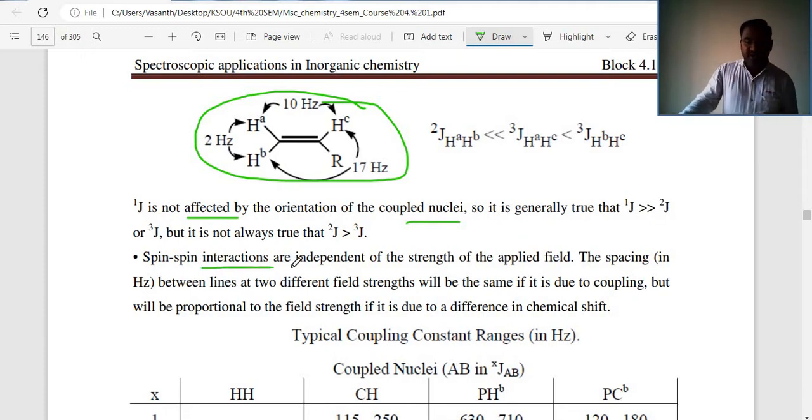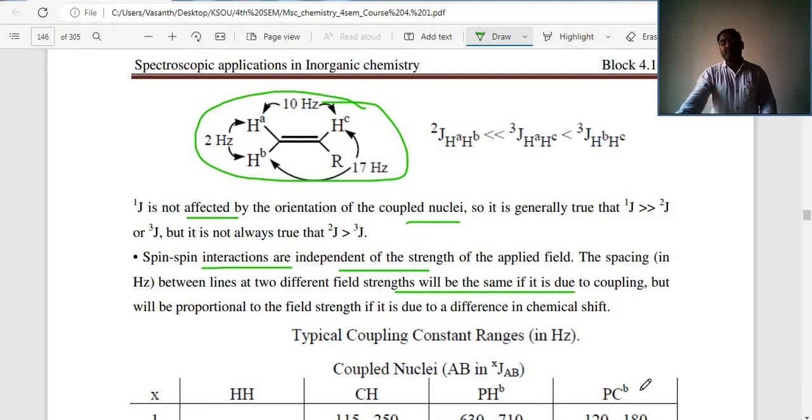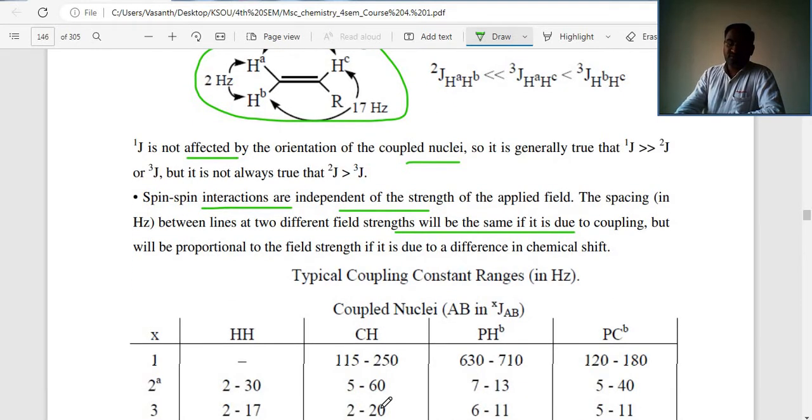The spin-spin interactions are independent of the strength of the applied field. The spacing between lines at two different field strengths will be the same if it is due to coupling. But it will be proportional to the field strength if it is due to a difference in chemical shift.